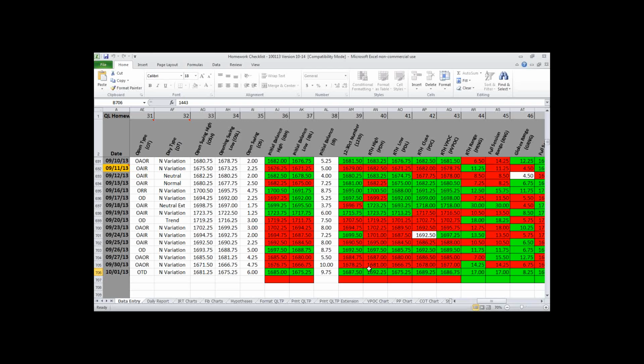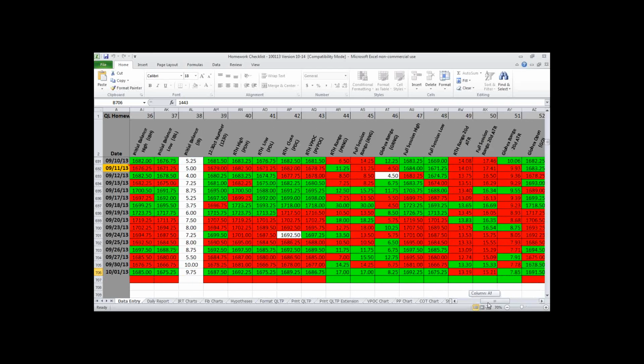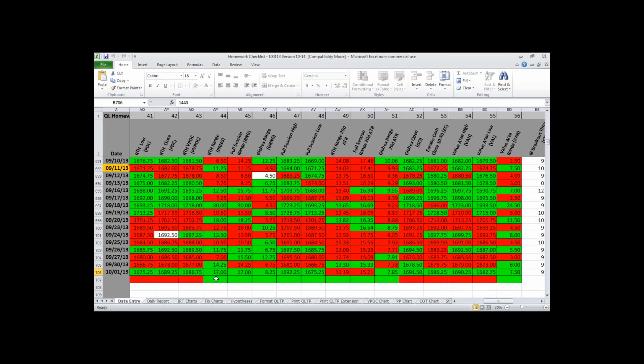And you can see it kind of halted the down move that we were in. Of course, we had a 17-point RTH range, which was the full session. We broke the high and the low in the RTH range. Our Globex 8.25.